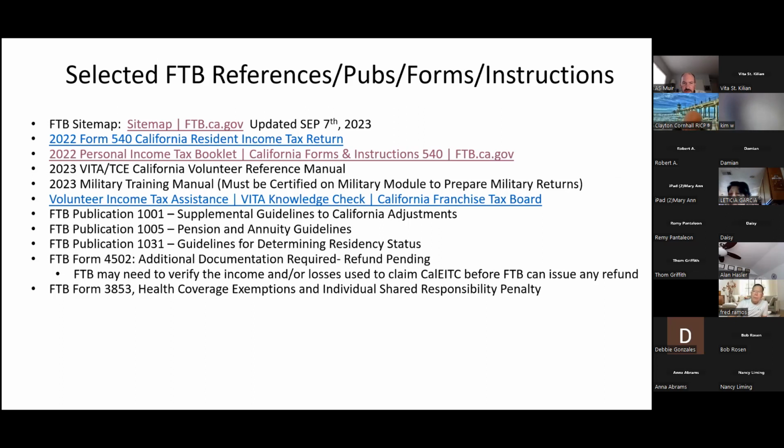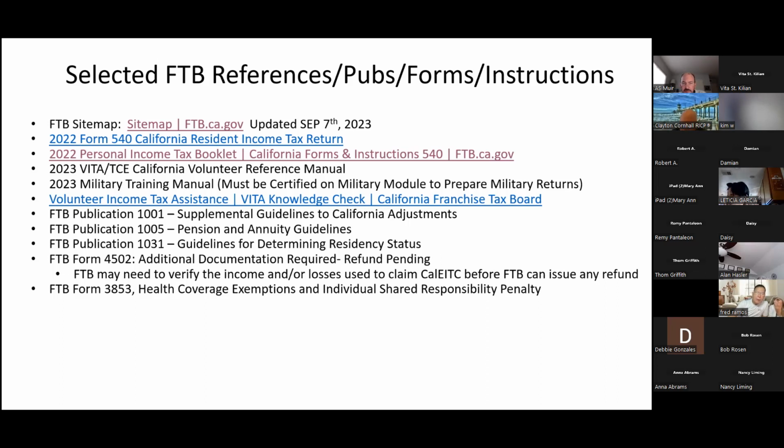And then sometimes the federal government passes legislation, for example, unemployment compensation. Unemployment compensation is fully taxed by the federal government in tax year 2022, 2023. It is not taxed by the state of California. So that's an example of nonconformity.